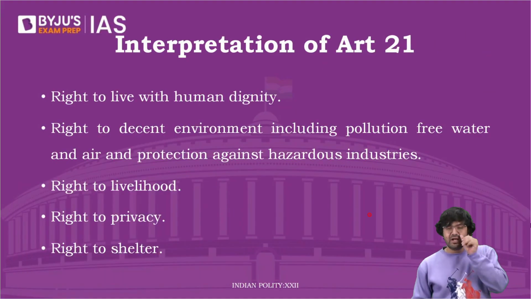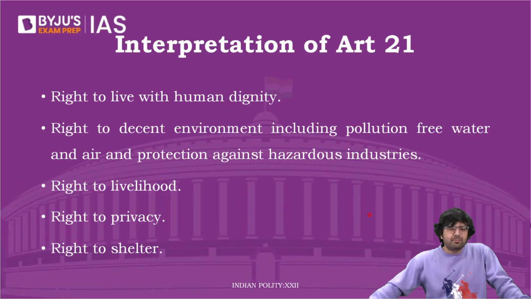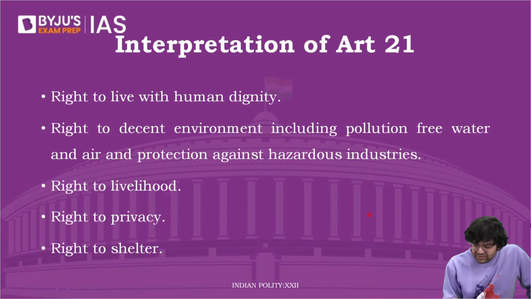Now, Article 21 is such a beautiful article. It has such wide interpretation that this article has been interpreted to mean so many things. Look at the situation today. Article 21 does not just mean right to life. It also means right to live with dignity. It also means right to a decent environment. It also means right to livelihood. It also means right to privacy. Puttaswamy case.